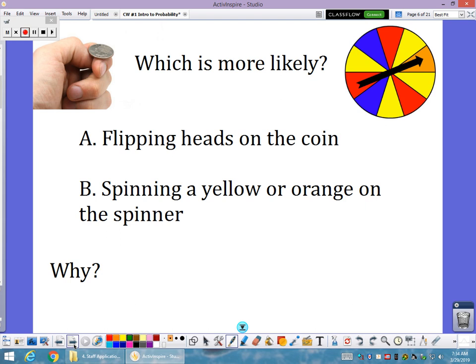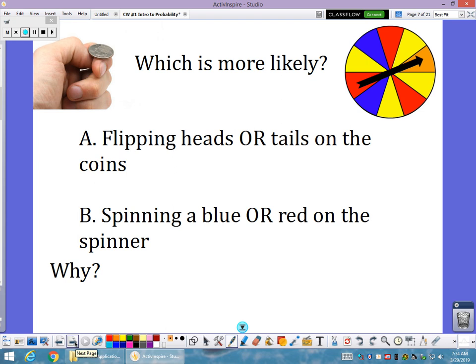Alright, if you said they are equally likely, I would agree. We have 1 and 2, and here we have 5 out of 10. If you simplify, it's easier to see that they're equal, but they're both 1/2.